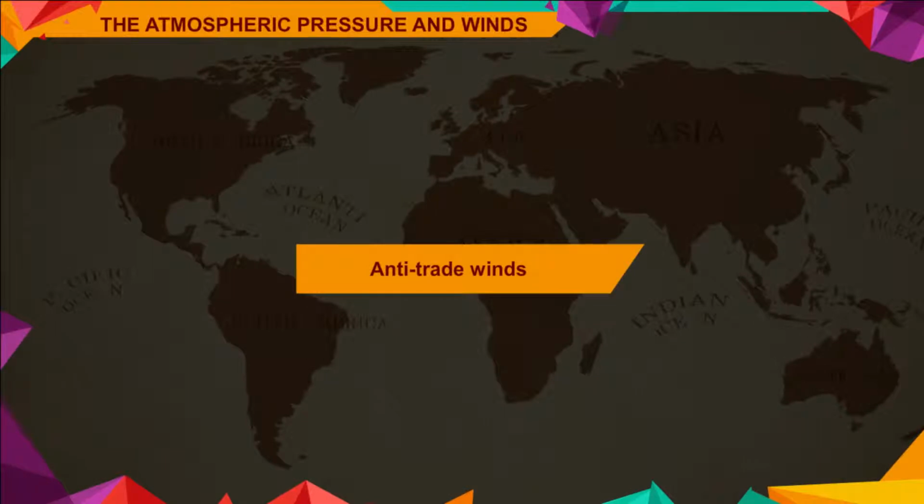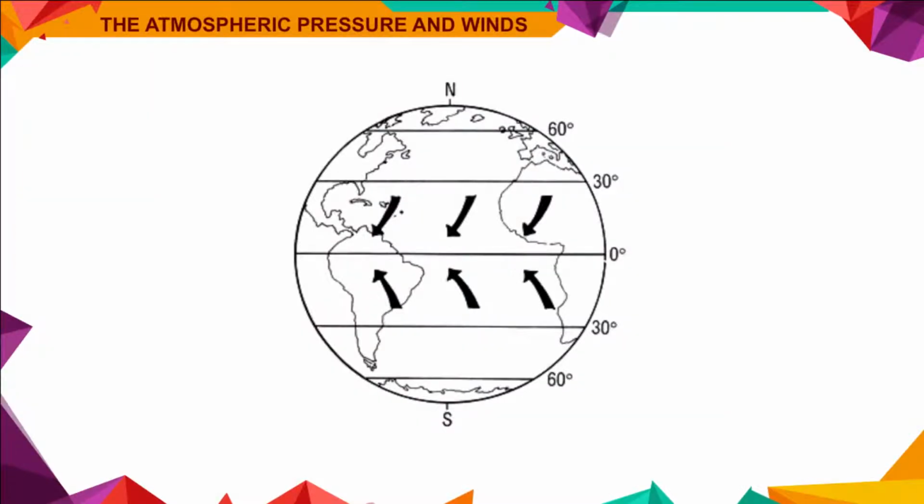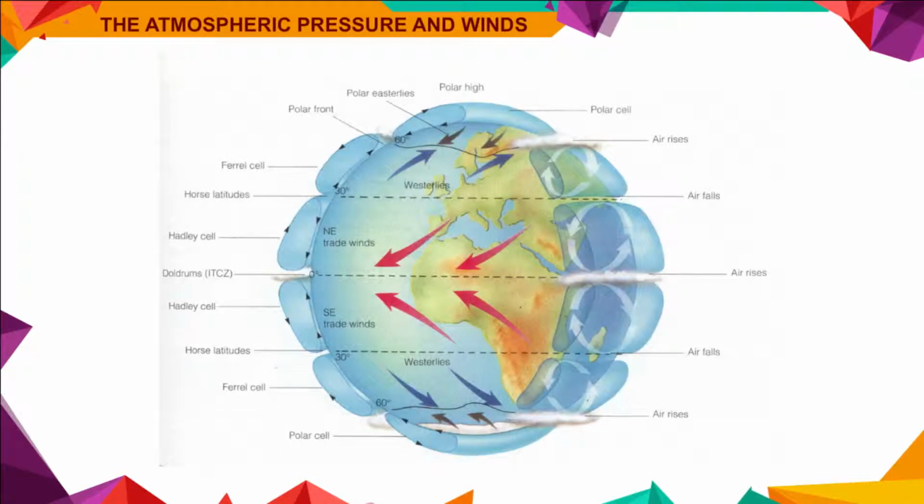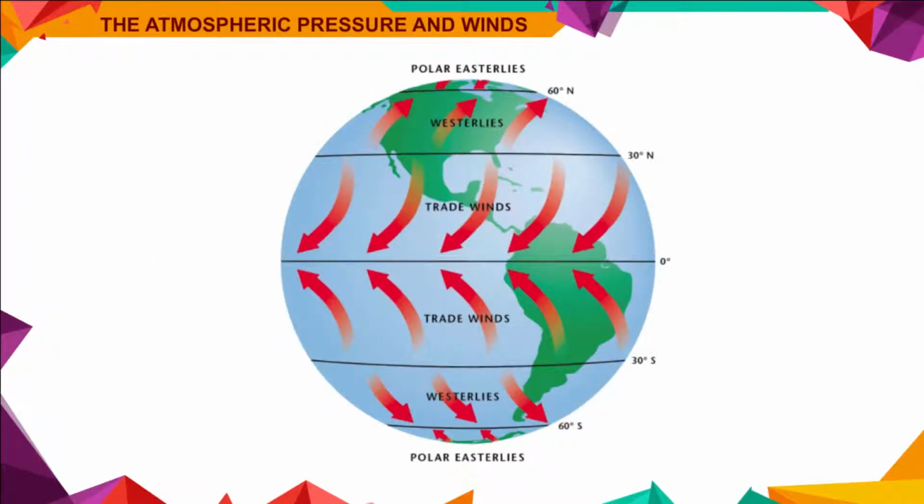Anti-trade winds. They tend to blow in the opposite direction of trade winds. They blow from the subtropical high pressure belt towards the subtropical low pressure belt. Their direction is southwest in the southern hemisphere and northwest in the northern hemisphere. West being the common direction, they are also called westerlies.